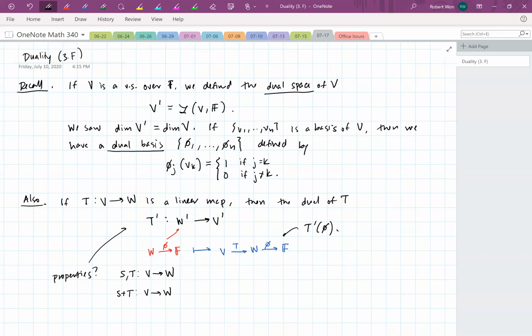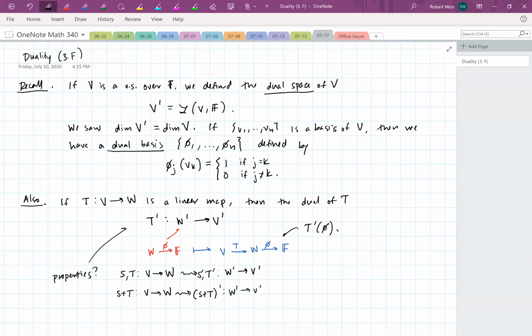Okay, but now you can dualize everything, right? So you take each of S and T, you can take their duals. Those are going to be maps from W dual to V dual. Same thing, this map S plus T, you could take its dual, also a map from W dual to V dual. And you could ask, well, what is the relationship between S dual, T dual, and the dual of S plus T? Are these related in some nice way?